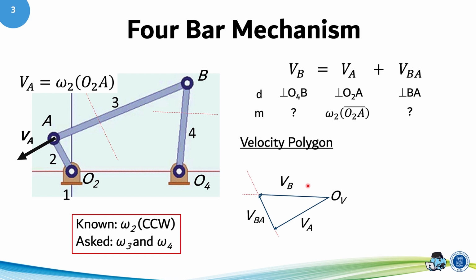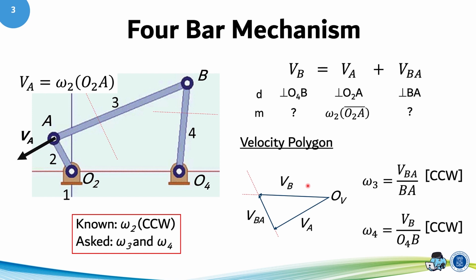Omega 3 and omega 4 can be calculated by this equation. The direction of omega 3 is counterclockwise, and omega 4 is counterclockwise.